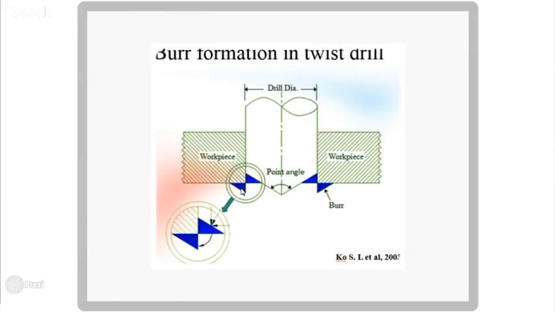How do we decrease this? One very simple method is to try to decrease the horizontal component. If you decrease this horizontal component, the burr formation can be decreased. Right?